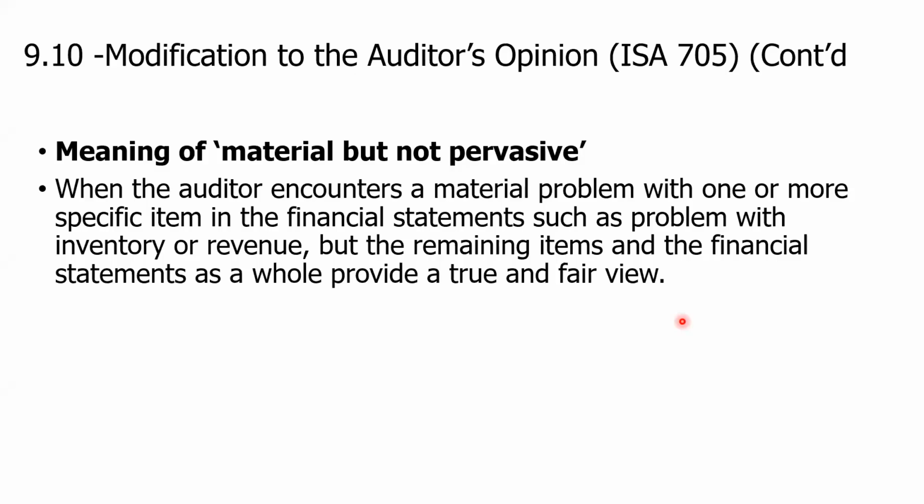What do you mean by material but not pervasive? That's when the auditor encounters a material problem with one or more specific items in the financial statement, such as a problem with inventory or revenue, but the remaining items in the financial statement as a whole provide a true and fair view. So whenever that happens, then we say it is material but not pervasive.